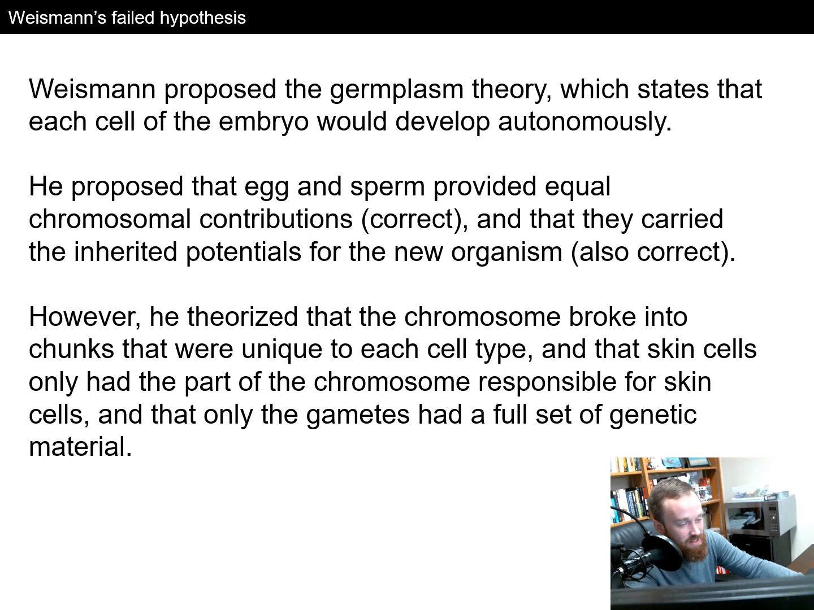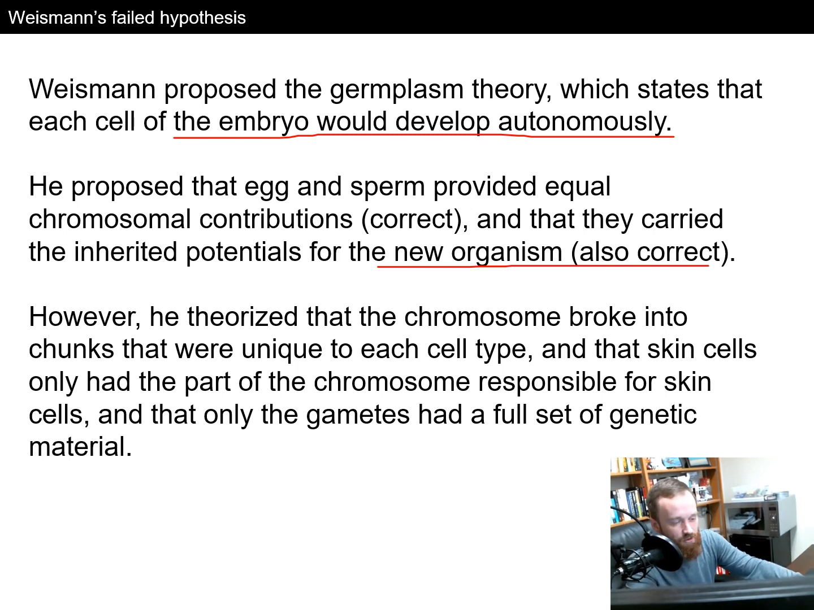But he proposed that each cell of the embryo would develop autonomously. So he proposed that autonomous specification was the way that all cells within the developing embryo would perform. And so he proposed in this theory that egg and sperm provided equal chromosomal contributions, which is correct. So you get 1/2 of your chromosomes from your mom and 1/2 from your dad, that's correct. And that they carried the inherited potentials for the new organism. So he proposed that those chromosomes are what pass down the genetic information, and that was also correct.